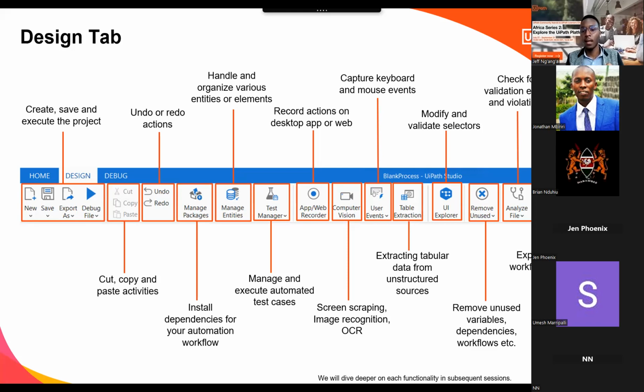The other option you have in the design tab is remove unused. So this option makes it easier for you to remove unused variables, dependencies, workflows, etc. So you'd find yourself in situations whereby you've built a very complex process which has so many files, so many workflows, and it would be difficult to go to each and every workflow, removing the activities, variables, and some of the dependencies that you have that are unused. So this option does that for you in a single click.